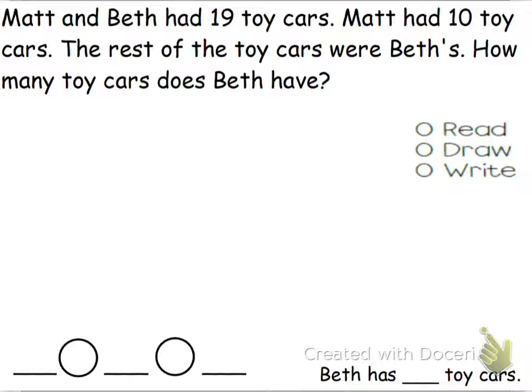Now, let's think about what's going on. Well, Matt and Beth had 19 toy cars. So together they had 19 toy cars. Matt had 10 of the toy cars, 10 of those 19 toy cars. The rest were Beth's.